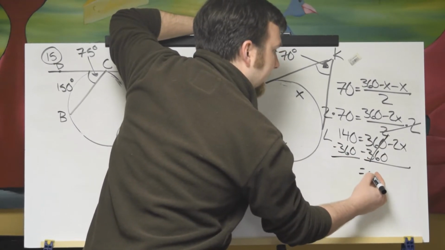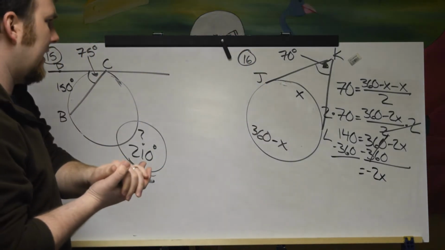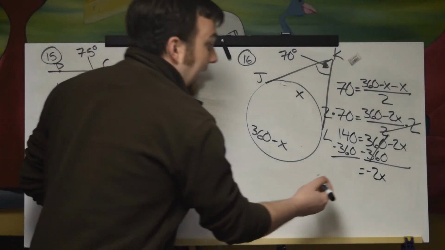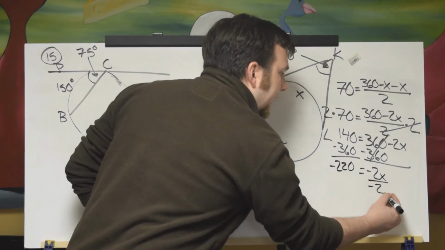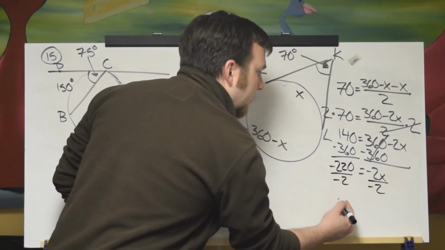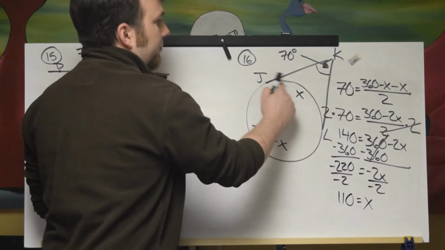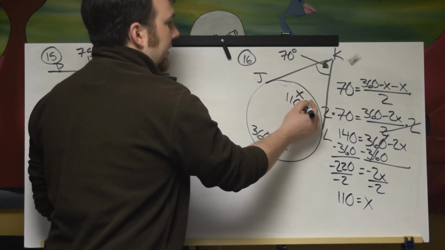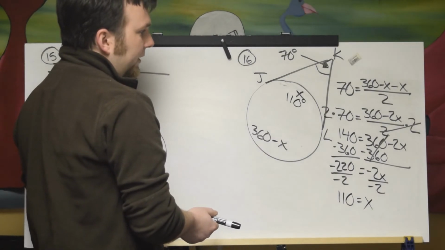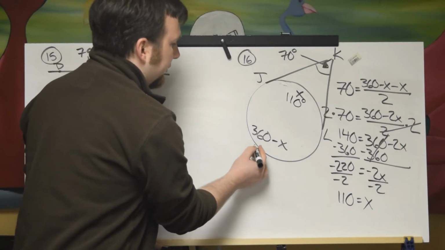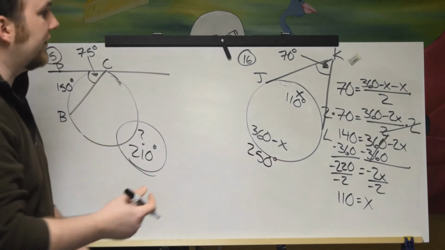Alright, on the right hand side we have negative 2x, and on the left hand side, I think that's negative 220. And then we'll divide by negative 2. So 110 is x. The small arc is 110 degrees. If they had asked, that would make the big arc 250. Because remember, they have to make 360 altogether.